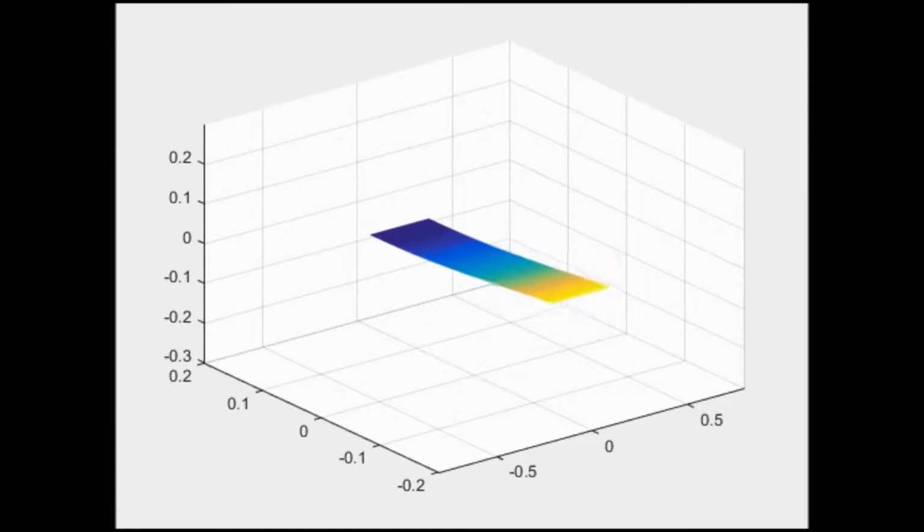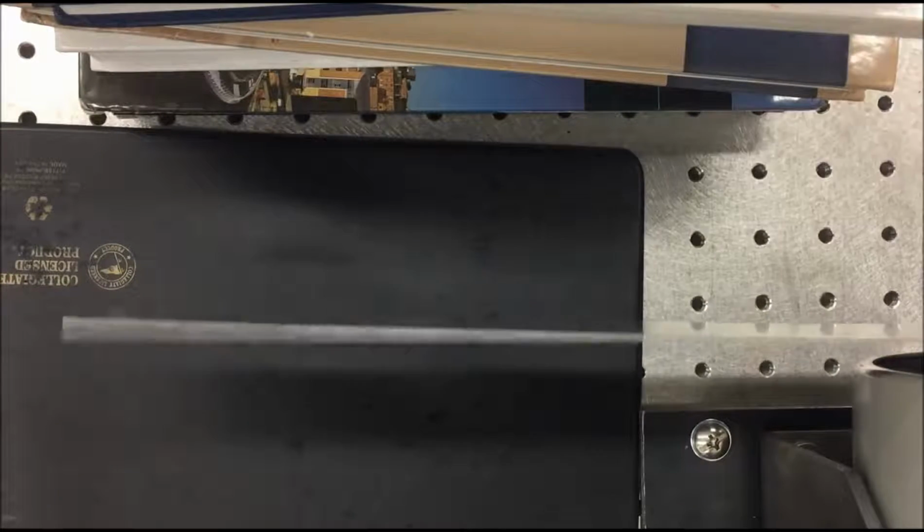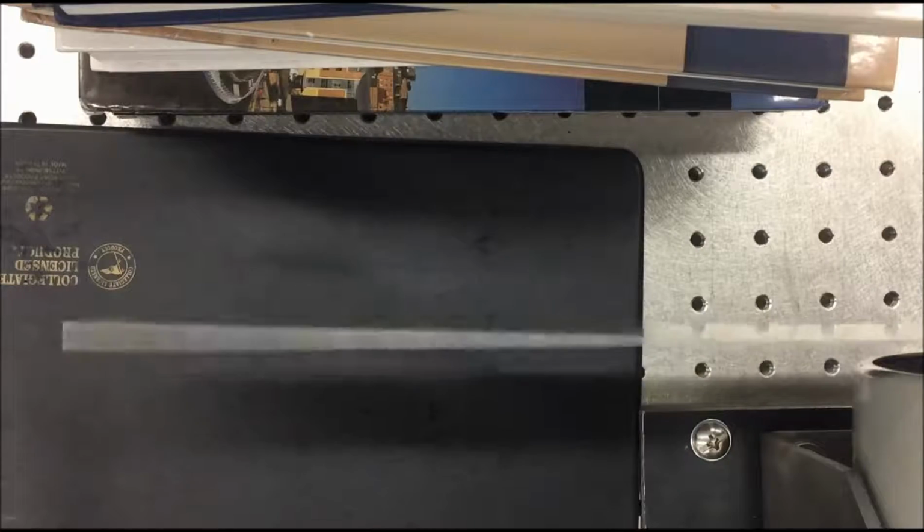At the first natural frequency, the location of the only node is at the base of the beam. As a result, the rest of the beam vibrates around the opposite end. This is actual footage of the first mode shape.